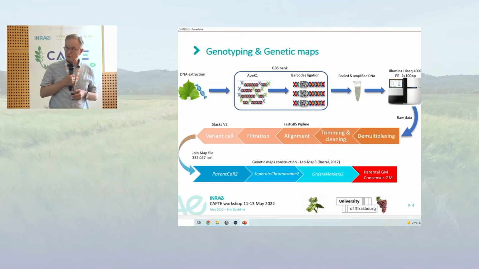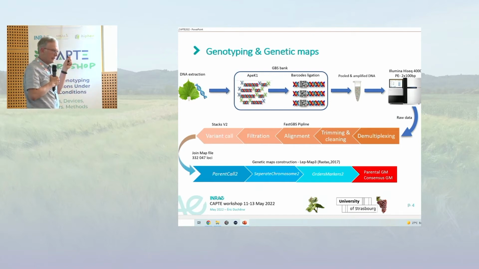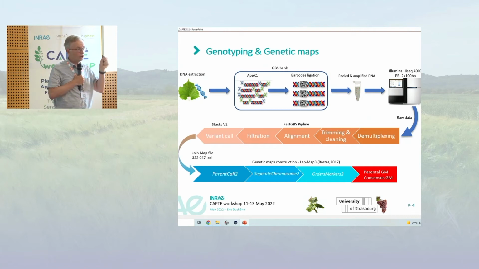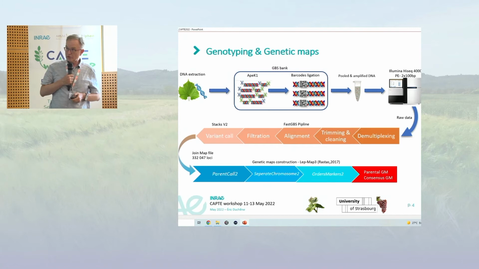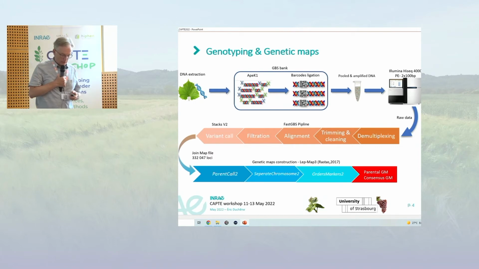And then we have a lot of bioinformatics: demultiplexing, cleaning, alignment on the reference genome, filtration, variant calling. What we are interested in is where the variations in the genome are for each of these genotypes. And with all this data, what we have is what we call genetic maps. We are quite satisfied with this result.